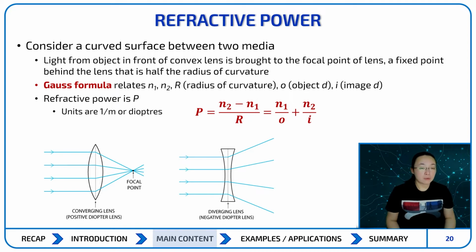When we take a look at refractive power, we do have to take a look at different types of lenses. There are two types of lenses that we should understand. There's a converging lens or a convex lens, and there's also a concave lens or a diverging lens.